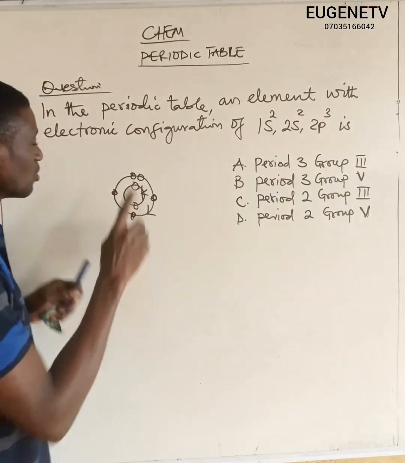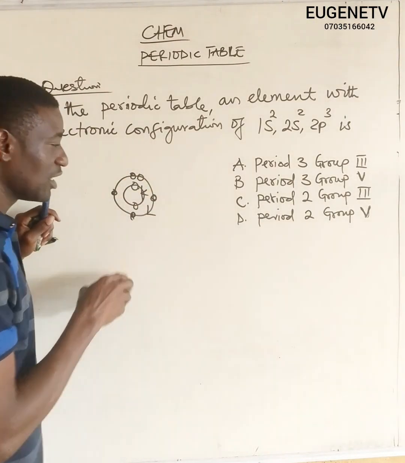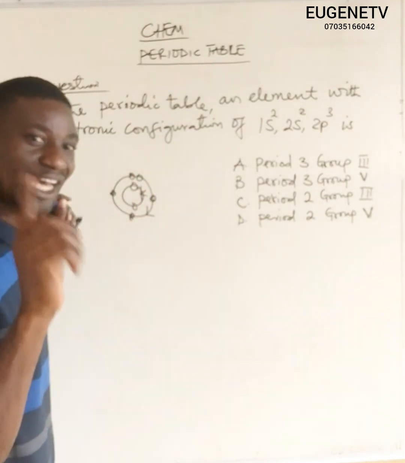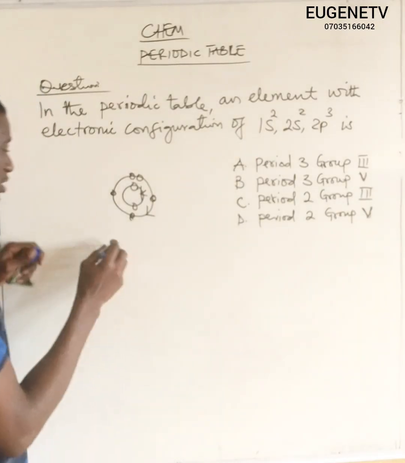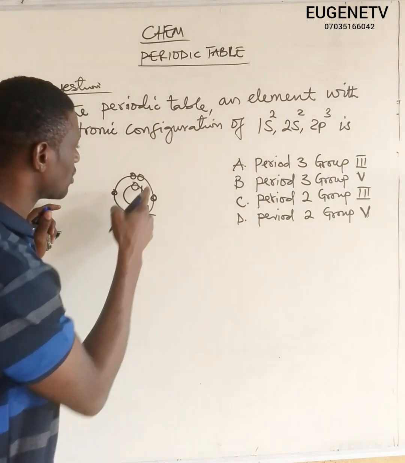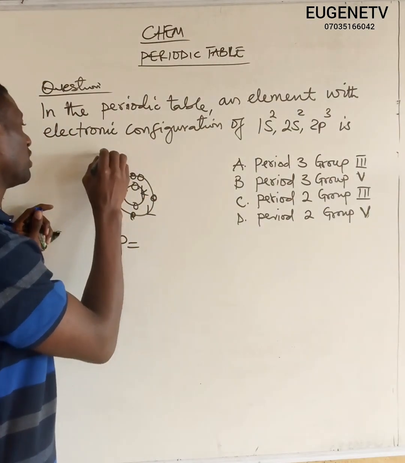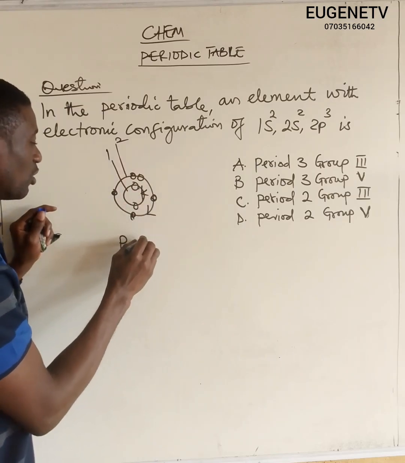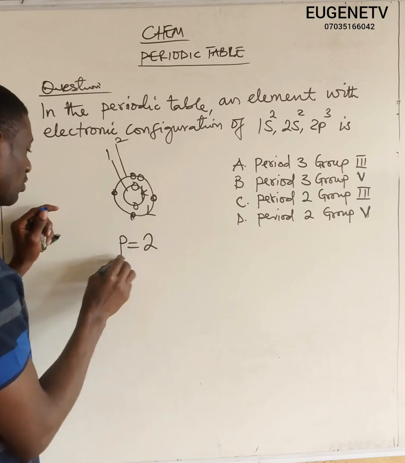Alright, and then I also say that the number of electrons in the outermost shell, as you are drawing the shells, the total number of electrons in the outermost shell tells you the group to which that element belongs. Let's take period. I'll say the number of shells tells you the period. Since this is the first shell and this is the second shell, it will belong to period 2 because it has two shells, the K shell and the L shell. Okay, let me go to group.